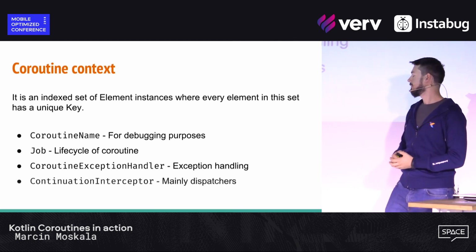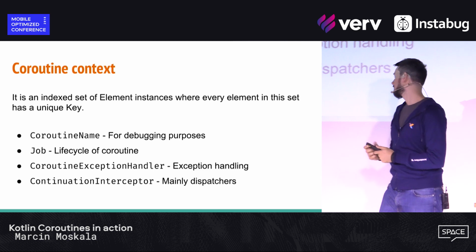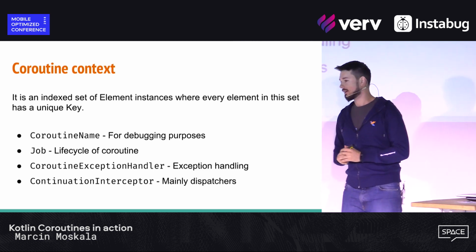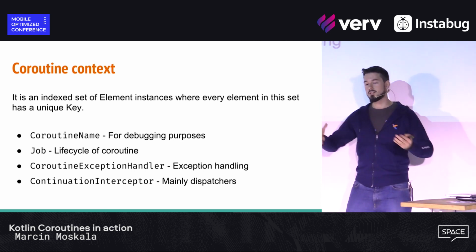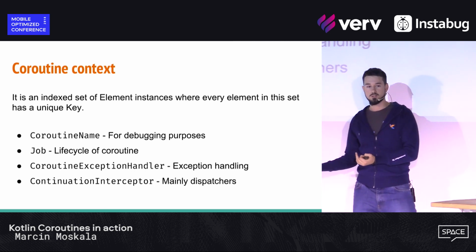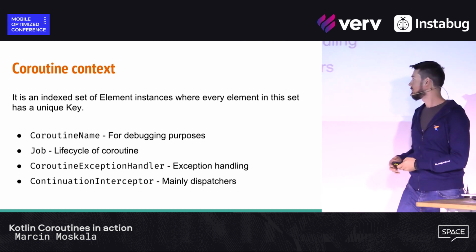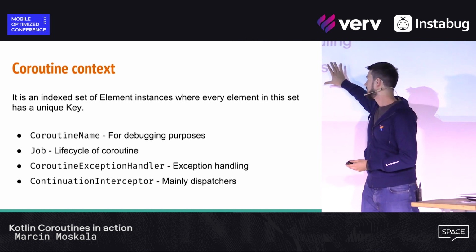And the last and the most important one is the coroutine interceptor. This is just like a god of all coroutine contexts. It can be used to do nearly everything, because it intercepts the continuation. So every time we continue, it intercepts that. But it's mainly used to define dispatchers.